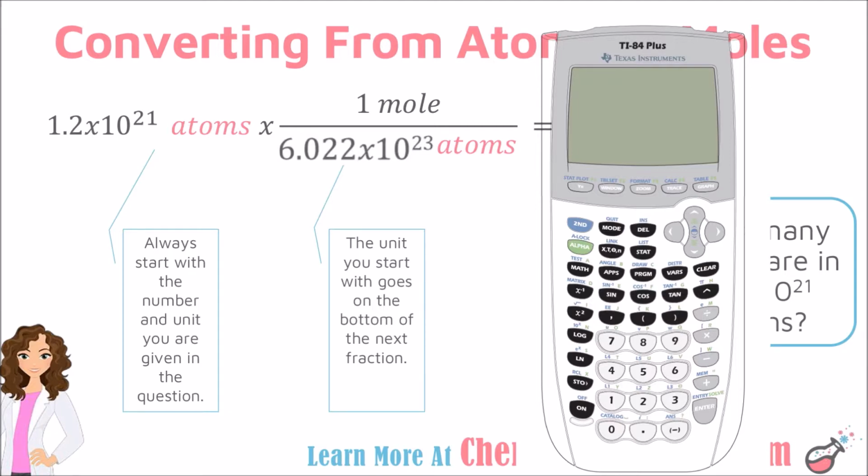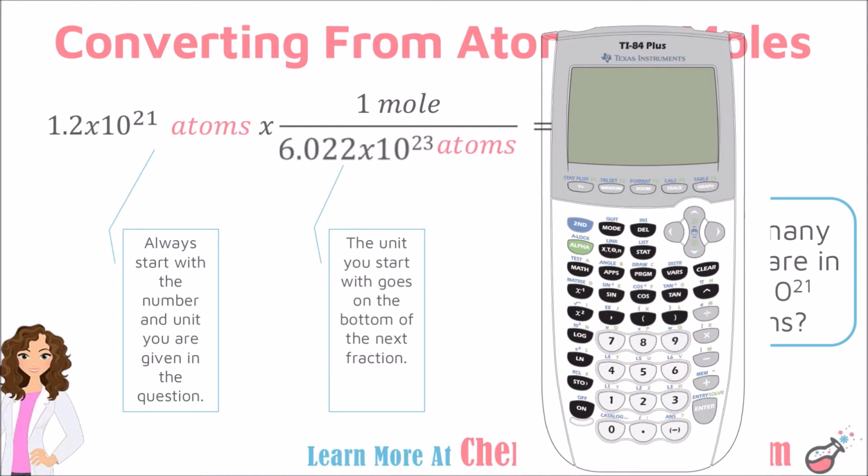One possible way to do that is to make sure that you put Avogadro's number in parentheses. You could put 1.2 times 10 to the 21 divided by, open your parentheses, 6.022 times 10 to the 23rd, and then close your parentheses and hit enter. If you don't do that, your calculator is going to divide by this part of the number and then multiply by this part of the number, and your answer is going to be off by a factor of 23. Your decimal is going to be 23 places in the wrong direction.